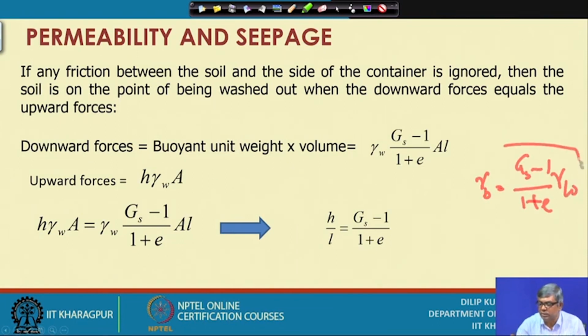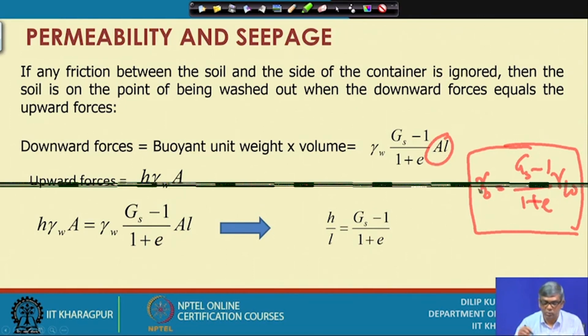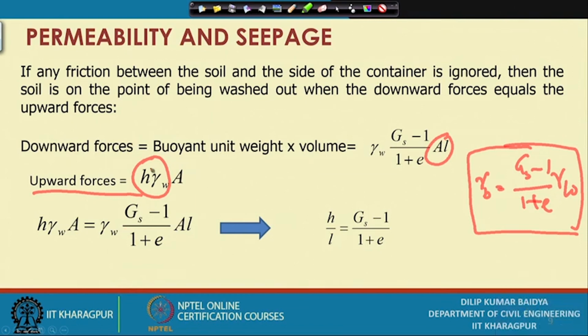Buoyant unit weight is multiplied by the volume, where A is the cross sectional area of the soil and L is the length. That will become the total weight acting downward. The upward force from the additional water will be equal to h gamma w into A. That is the excess hydrostatic pressure acting upward because of the difference in head. So, these two must be equal.